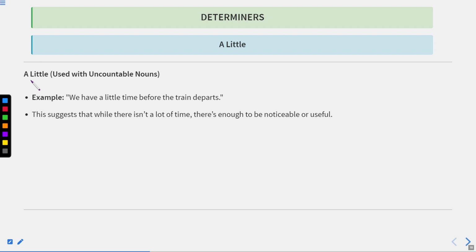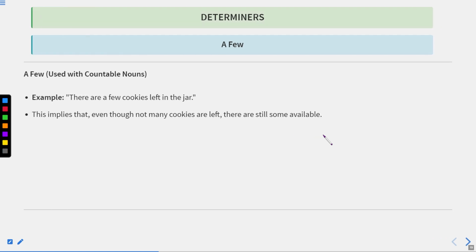Now, a little is used with uncountable nouns. Example: "We have a little time before the train departs." A little means a small quantity of time. This suggests that while there isn't a lot of time, there is enough to be noticeable or useful. A few is used with countable nouns. Example: "There are a few cookies left in the jar." This implies that even though not many cookies are left, there are still some available.